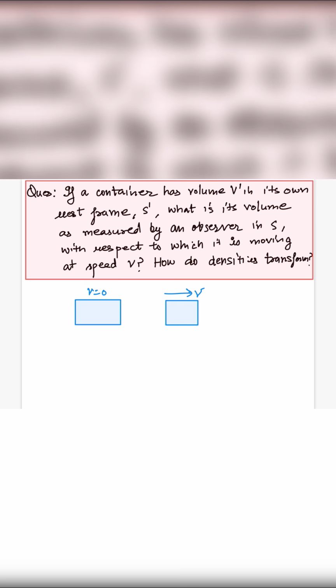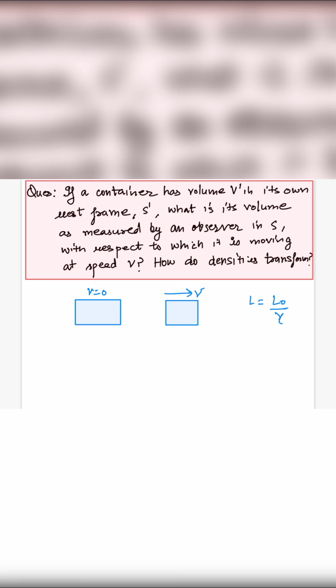But according to the observer in frame S, this container is moving, and so we want to know what happens to the volume in this frame S, and also how the density would transform. Okay, so the idea here is length contraction. The length of moving things contracts by gamma. The length only contracts in the direction of the speed. It does not contract in the perpendicular direction.